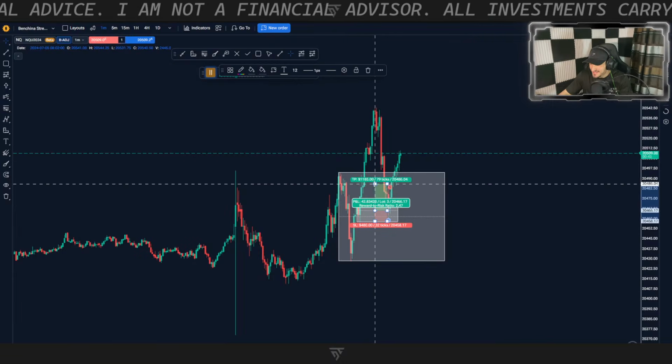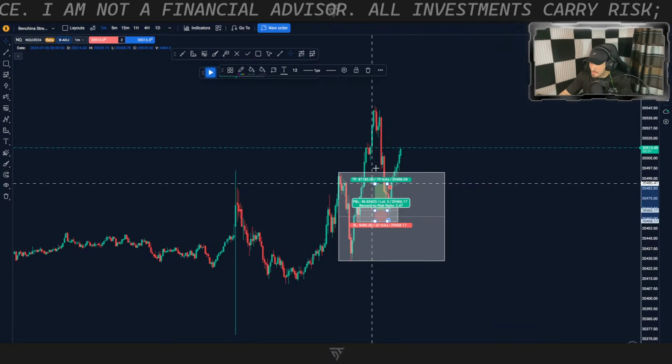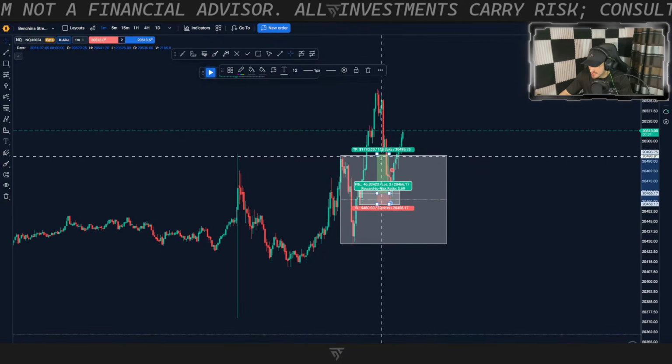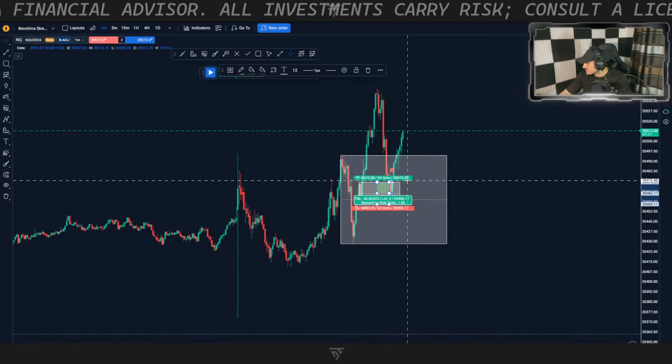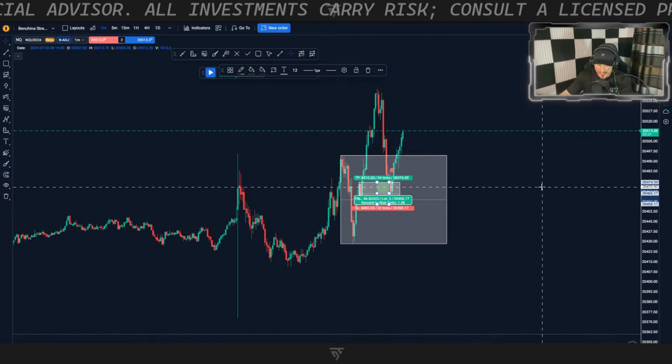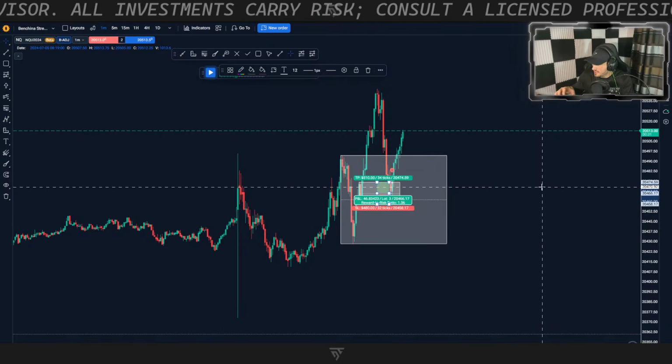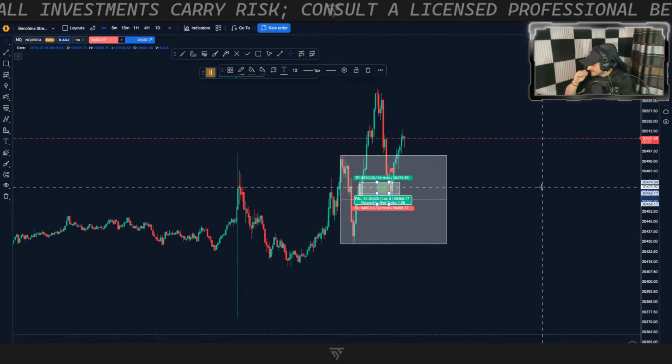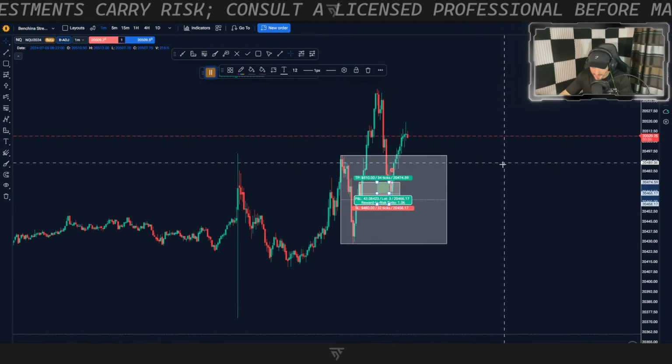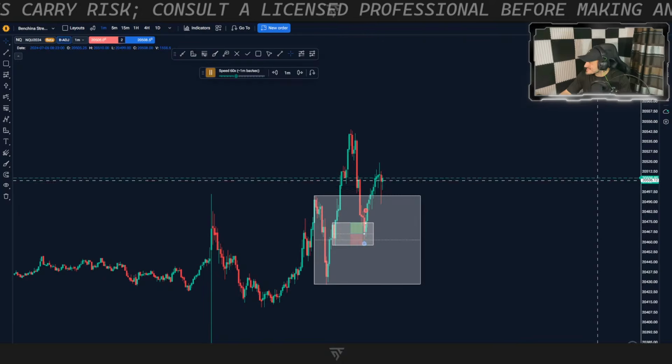But yeah, you see, if you're right about structure, you can get much more than 1R with SNDRs, because these are structural zones. These are zones that are part of structure, and they just deliver. They deliver. Insane.